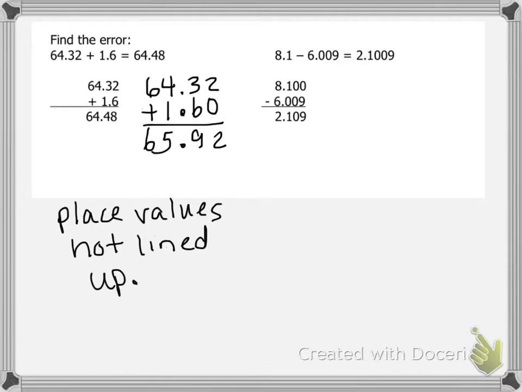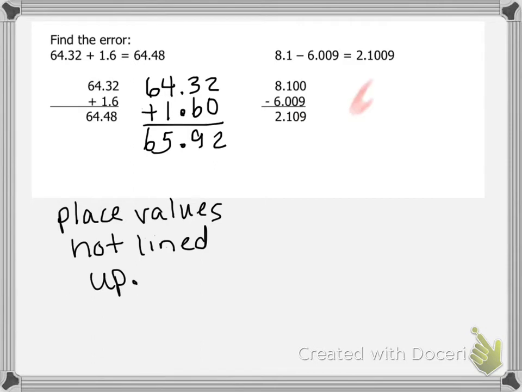Okay, let's go on to number 2 here, the subtraction problem. Well, this one looks like they did line up their place values. Decimal point is on top of each other, ones place, they're all lined up. But as I'm looking at this, you cannot take 9 away from 0 like they did here. So it looks like they did not borrow.